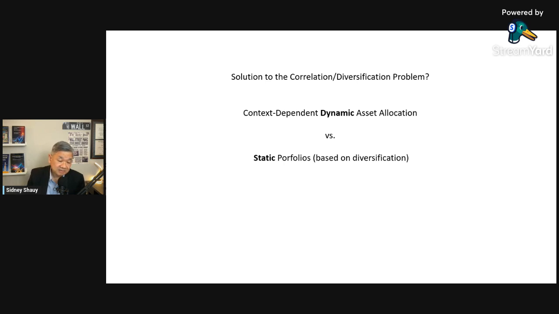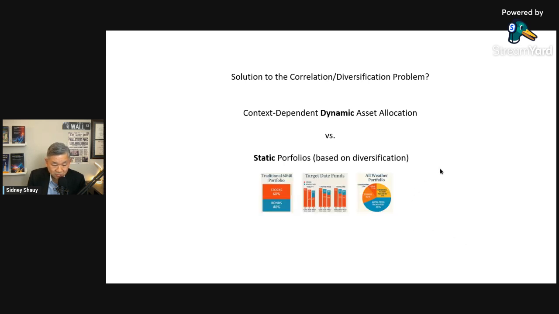The context-dependent dynamic asset allocation versus the static portfolios based on diversification. So what do I mean by this? I call these portfolios static because they don't change. They keep the allocation fixed for a period of time. Maybe they will rebalance on an annual basis or whatever date is stipulated by the portfolio manager, but they don't react to changes in the market.